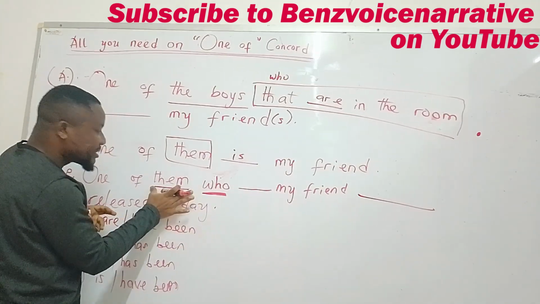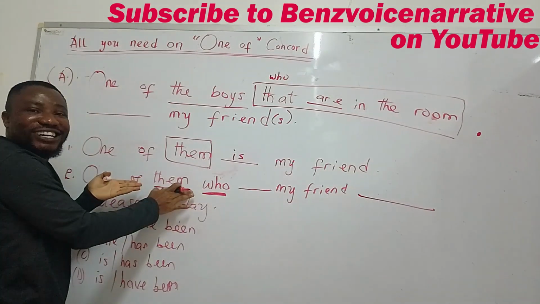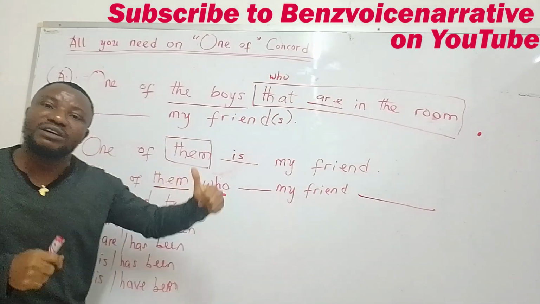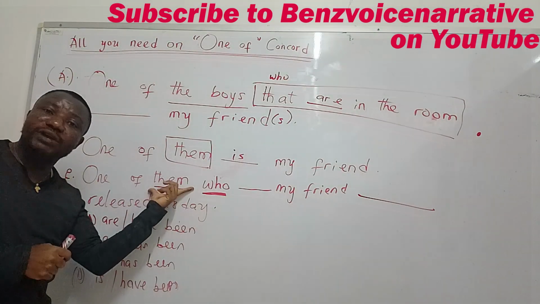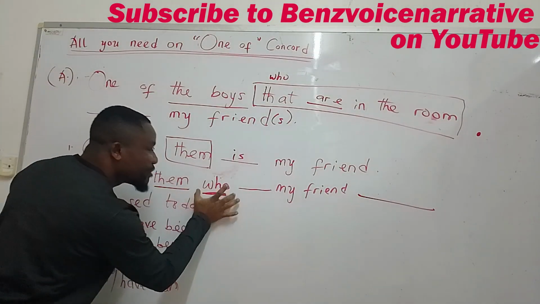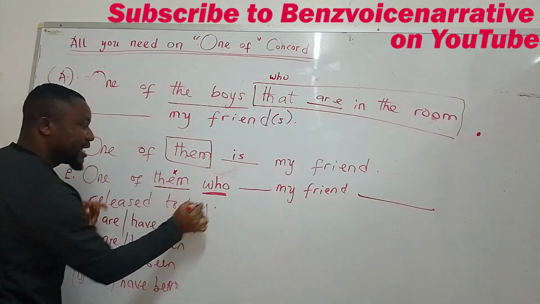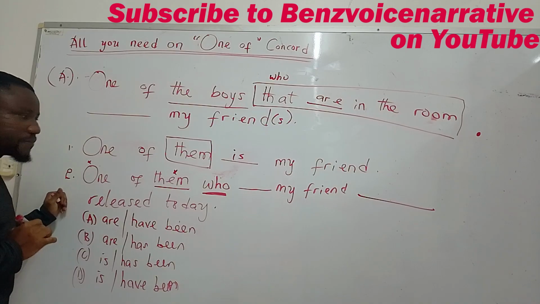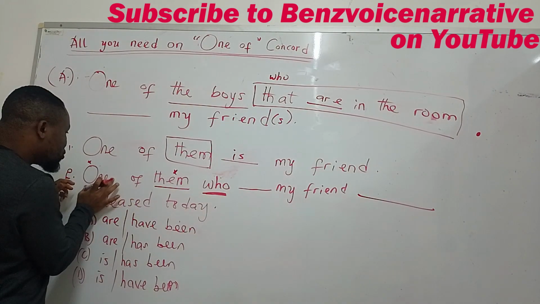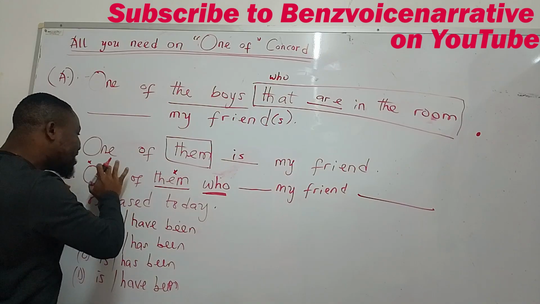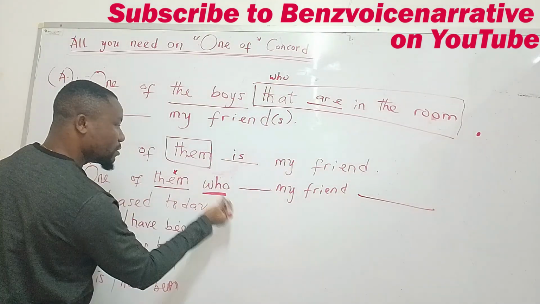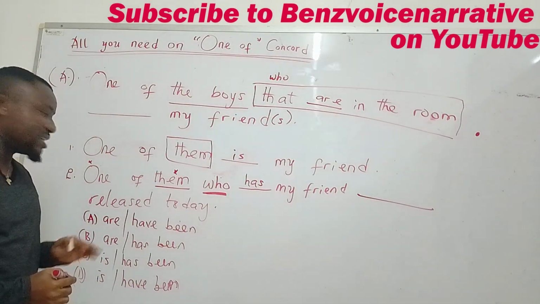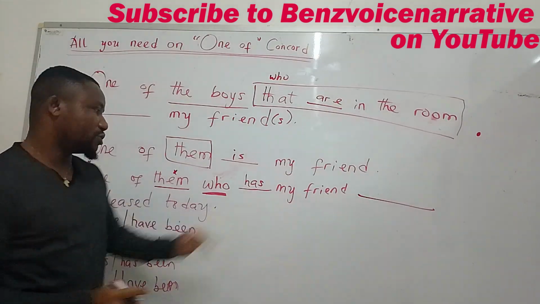Now, this is a relative pronoun. What is the noun that precedes it? This is not a noun. A relative pronoun should describe the noun that precedes it. But this is a pronoun that precedes it. So this relative pronoun has nothing to do with this. Rather, it has a lot to do with this one. Are we clear? So, if this has something to do with this, it means therefore that the answer in this place is has, singular verb. Do you understand? One of them who, oh sorry, not has.